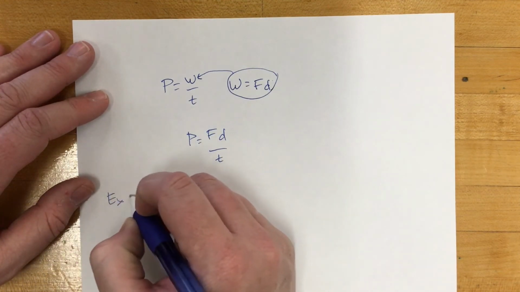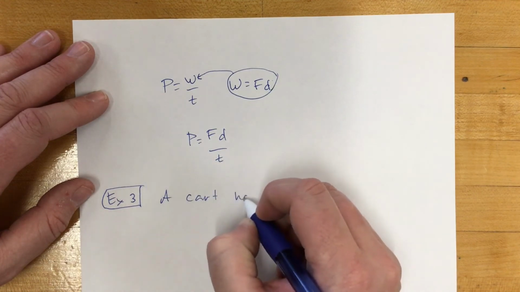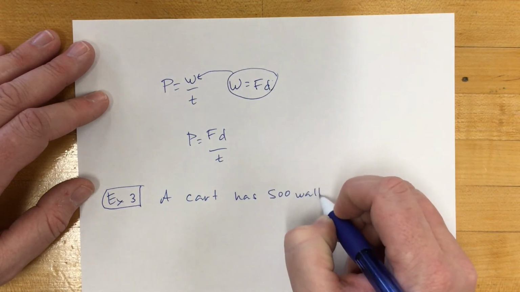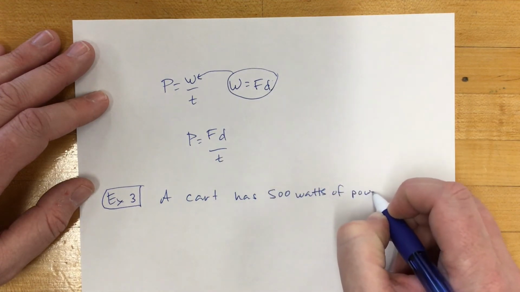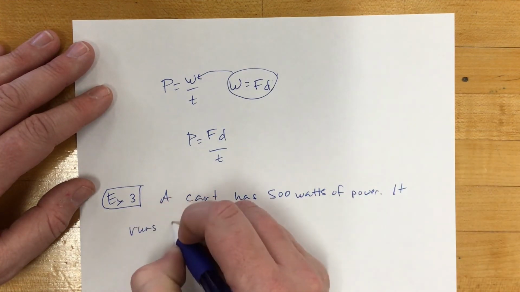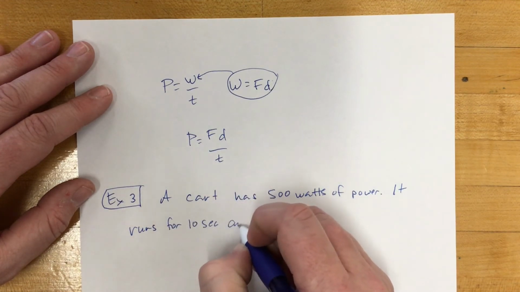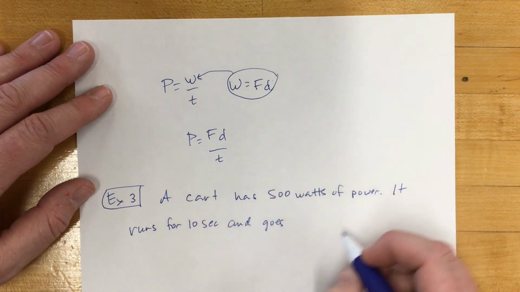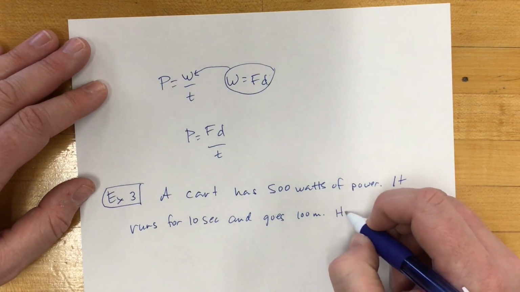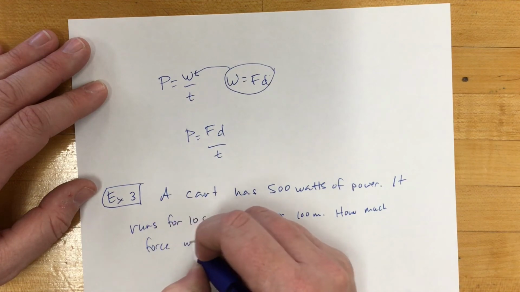So, example 3, let's do that. A cart has 500 watts of power. It runs for 10 seconds and goes 100 meters. How much force was used?